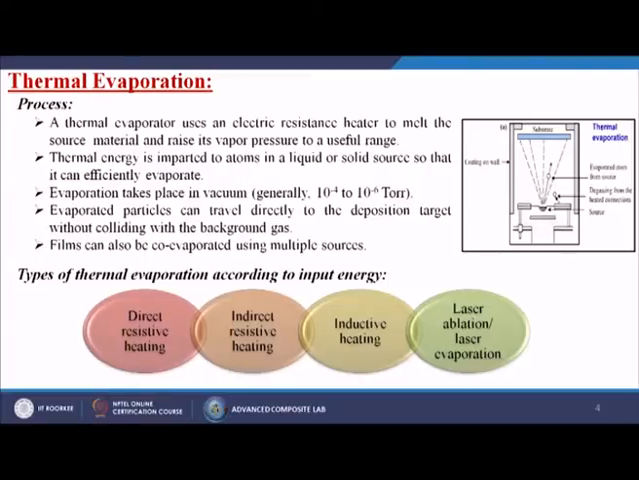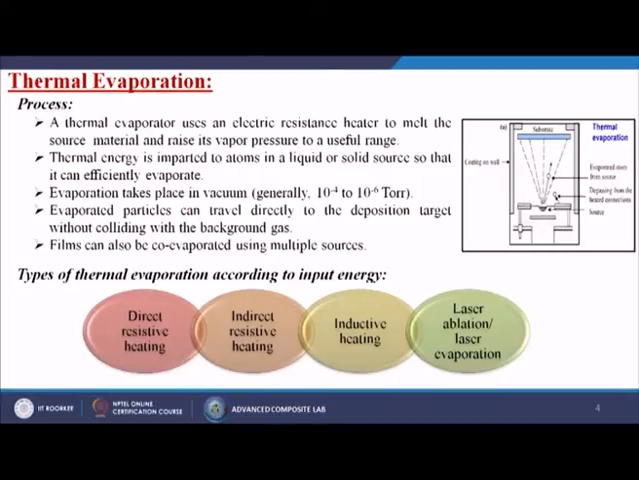Films can also be co-evaporated using multiple sources. So, from this particular figure you can understand that we have a source over there, then we do the degassing, and we have a coating on the wall so that the heat cannot go outside. This is our substrate material on which we are going to do the coating. Then we agitate these materials by means of a heater or an electrical coil, so that it can form the vapor, and that vapor can deposit directly onto the substrate itself.